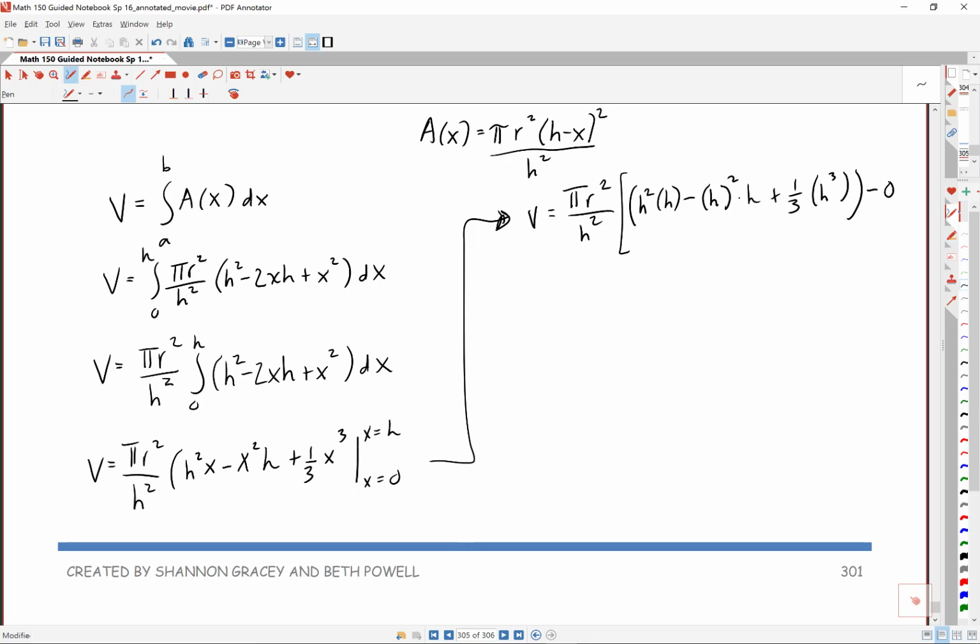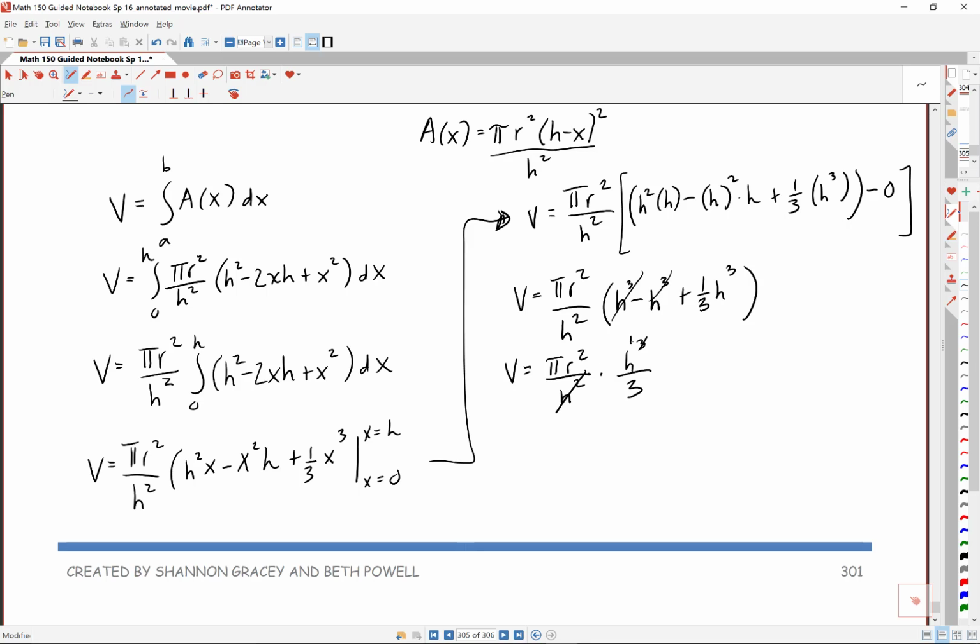So our volume will be pi r squared over h squared times h cubed minus h cubed plus 1/3 h cubed. These zero out, so you're going to end up getting pi r squared over h squared times h cubed over 3. So these divide out all but one of the h's. At the end of the day, we get 1/3 pi r squared times h. Isn't that awesome?